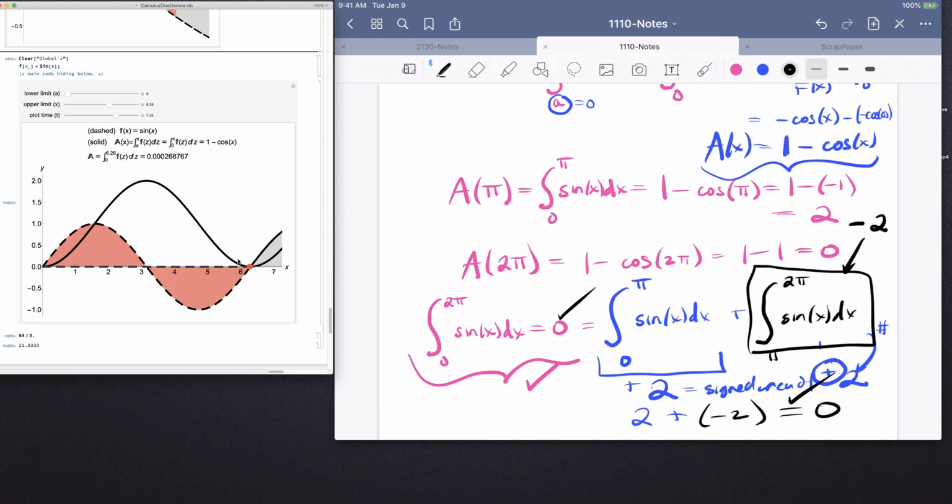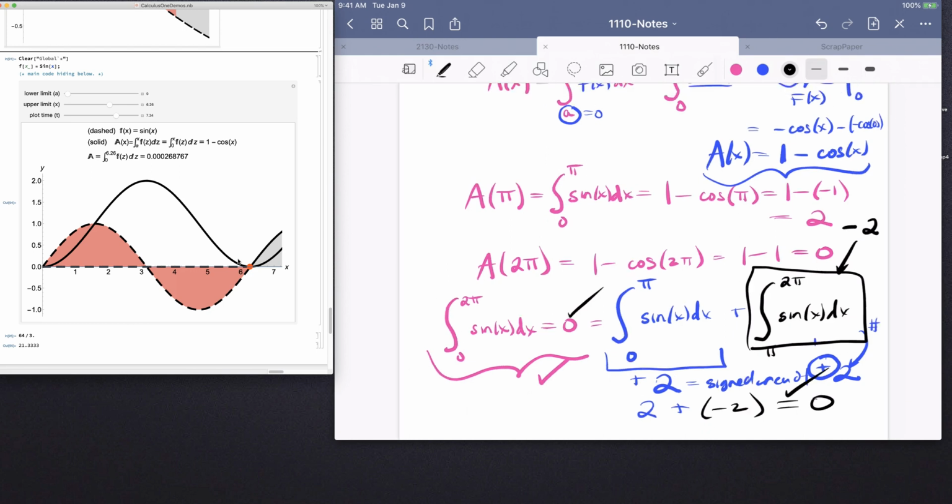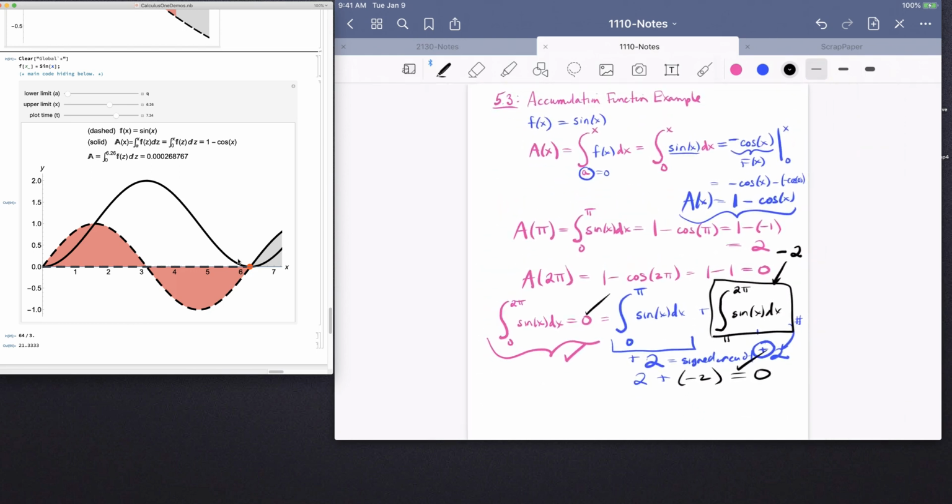Okay, so there is our accumulation function again, and its relation to the original function and the signed area of the original function. Okay, so we'll look at some more variety of examples in the next videos.